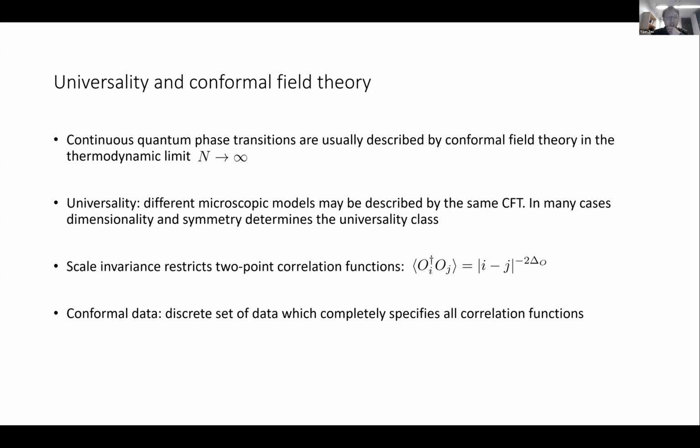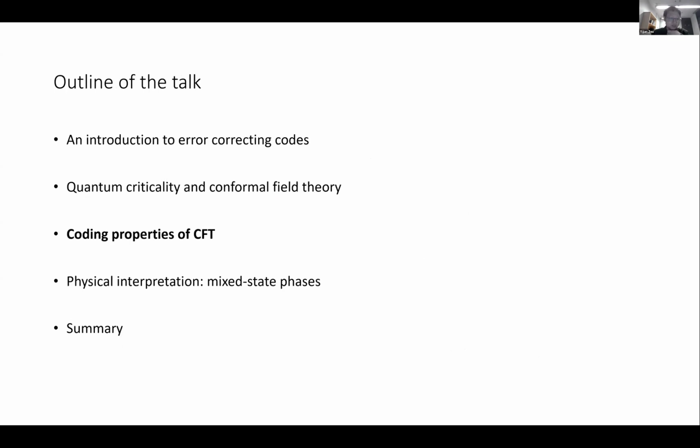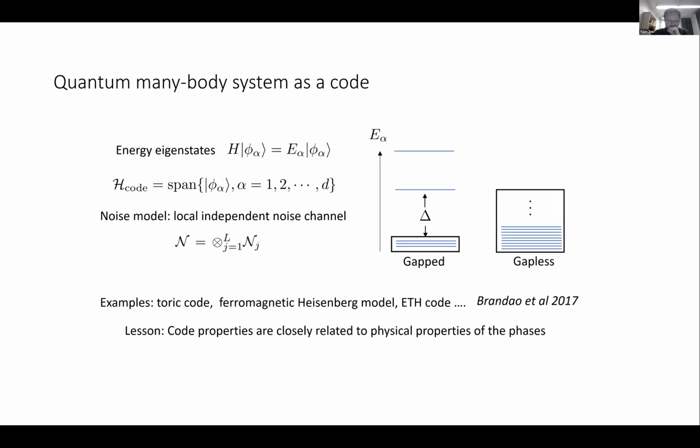Okay. So now I have briefly introduced you to conformal field theory. Sorry for not being so enumerating, but the Ising model is the one example that we will talk about. And then I will go into the coding properties of the CFT, which is the main result of this work. So if you want to take a quantum Hamiltonian and regard it as a quantum error correction code, what can I do?